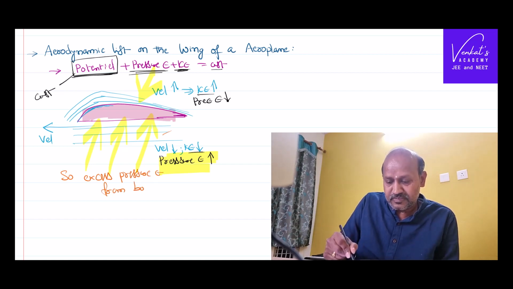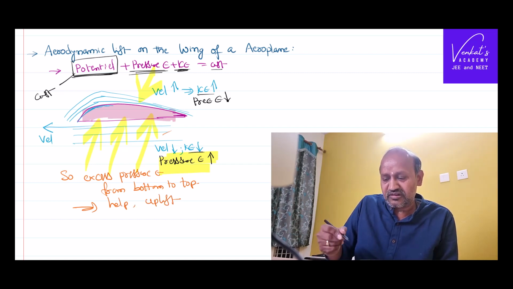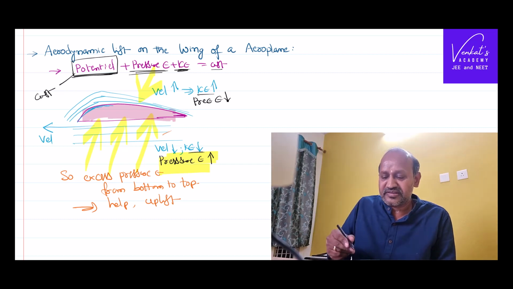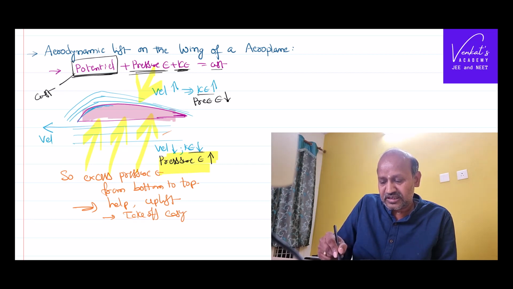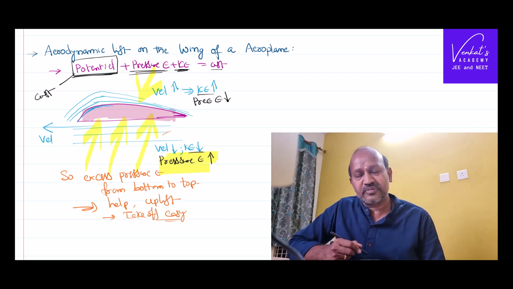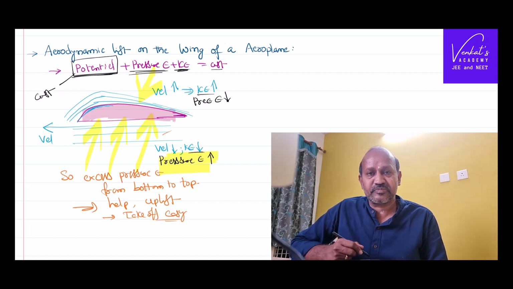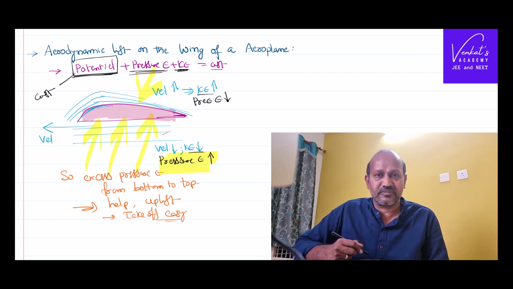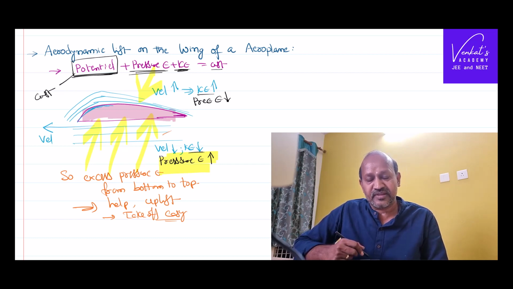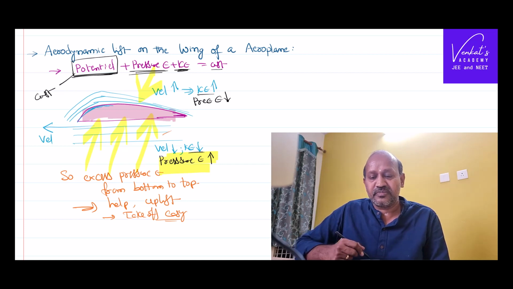from bottom to top. That will help what? Help uplift. That uplift is called aerodynamic uplift. That makes the takeoff easy. So particularly when the machine is taking off from the ground, it's very heavy. So it takes the support of aerodynamic design to make the journey a little more comfortable for the engine. That's there in the aeroplane. That's how the aerodynamic lift works based on Bernoulli's theorem.